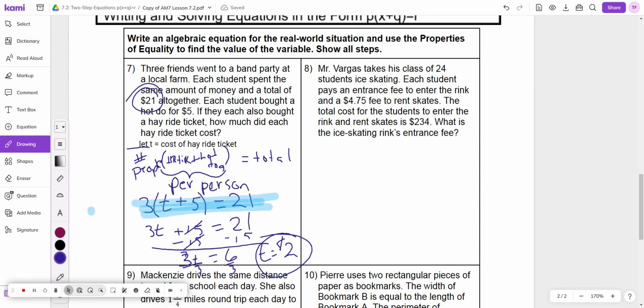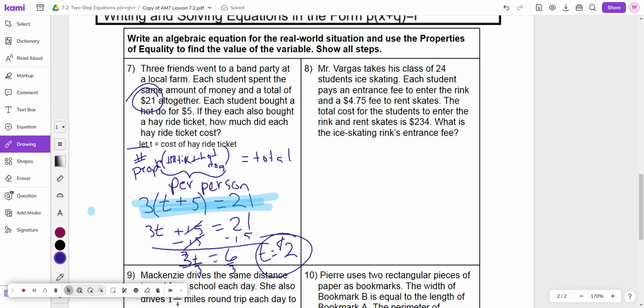But I know it takes a little bit of time to get into that pattern and see that strategy develop. So we're going to go ahead and do the next one, number 8, together.